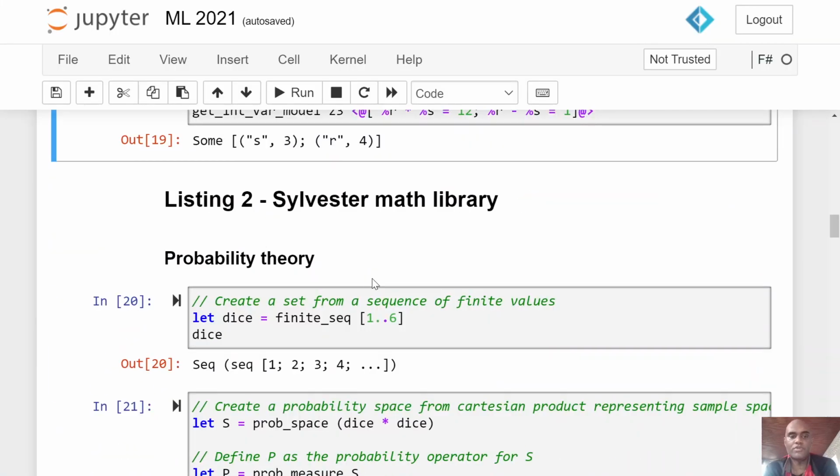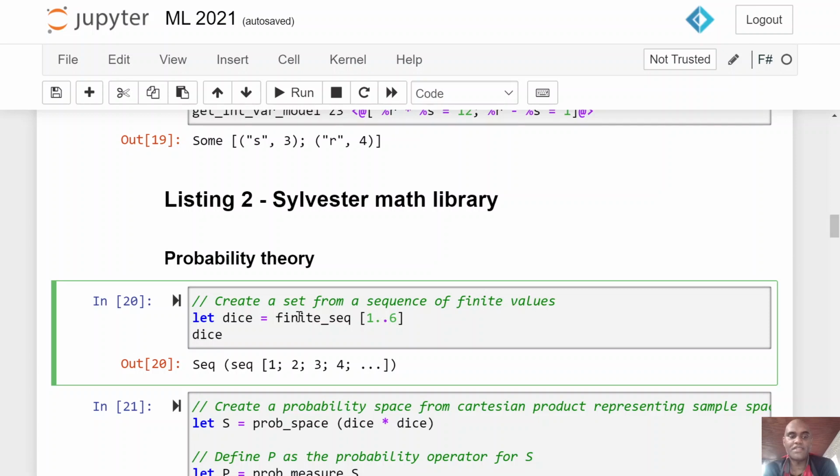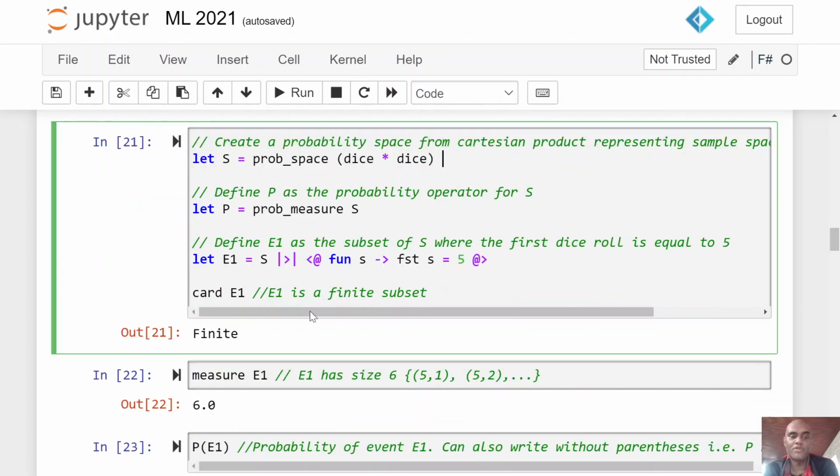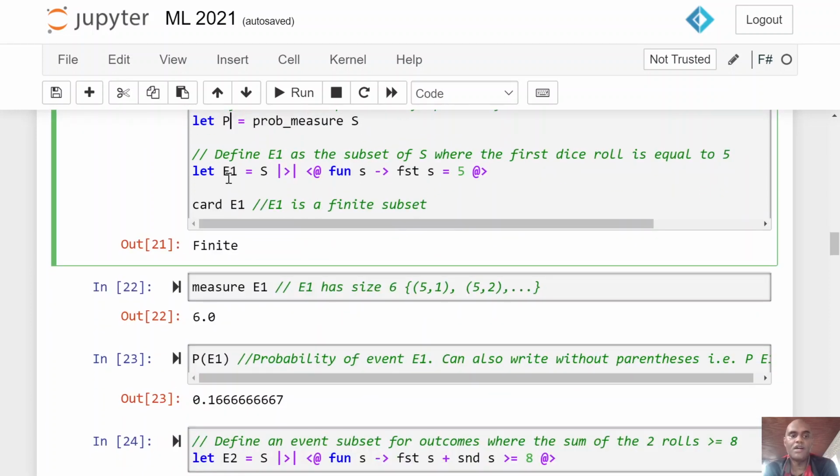So let's look at some of the functions in the Sylvester math library. We can look at, for instance, probability. In this case, we're using a finite sequence. We create a finite sequence from a set of values. We then create a probability space from the Cartesian product of those values. We use a first class function. We just define P as a probability measure for that particular probability space. And here we define a subset. So we're using F sharp quotations to define a subset of that particular sample space.